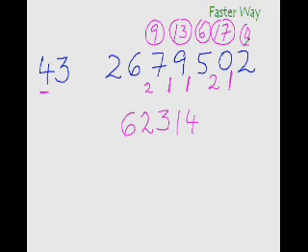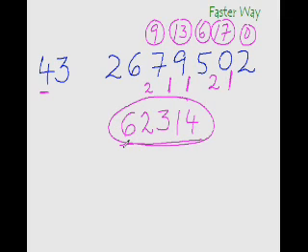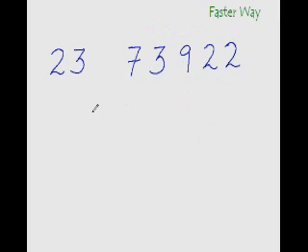The moment you get 0 as the dividend, that means the answer that you have got so far is the complete answer. So this is my answer, 62,314. So now let's practice more examples and see how easy and effective this method is.